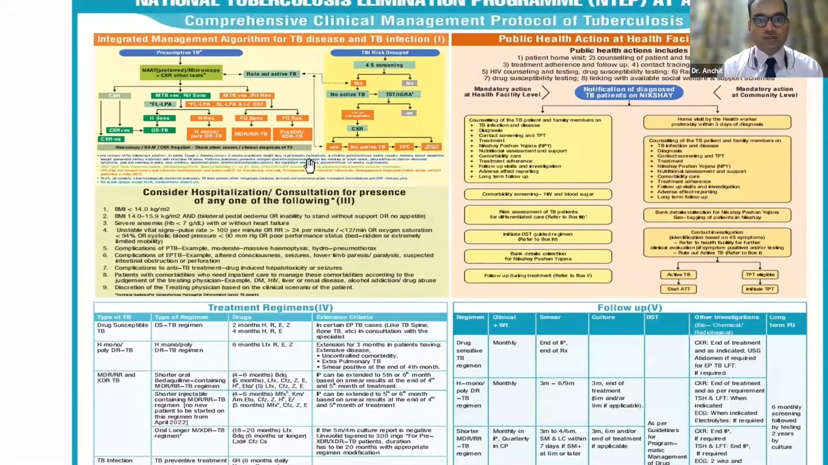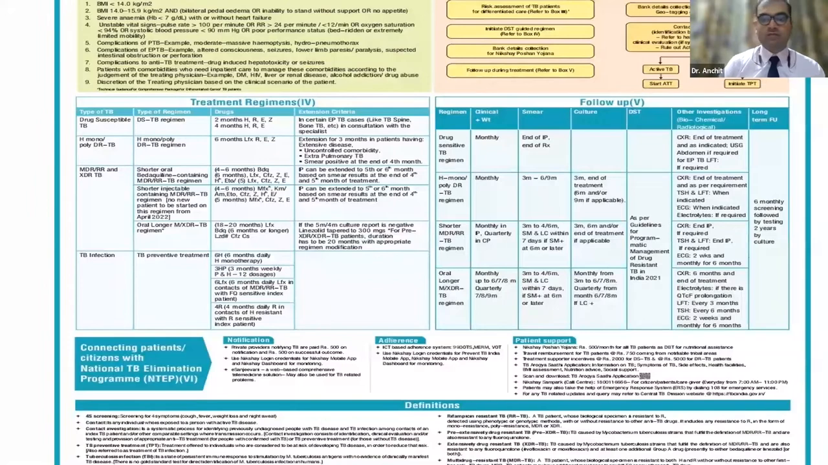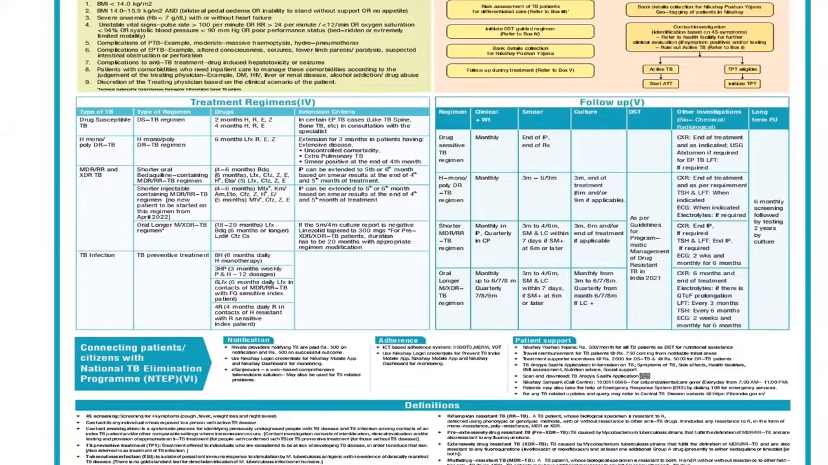The treatment regimen on how to treat TB is very well established in this chart. Just try to enlarge it. This is as per NTEP. So any patient who has drug susceptible TB, we give a 2 months intensive phase of HRZE and 4 months continuation phase of HRE. And in a case of H mono or poly drug resistant TB.